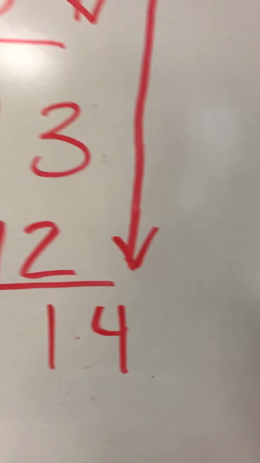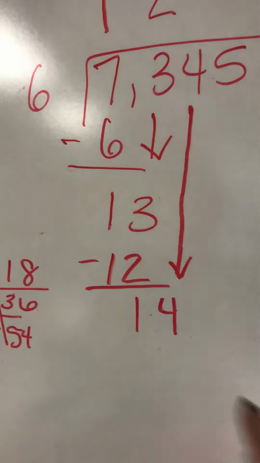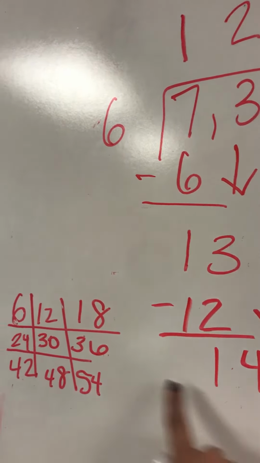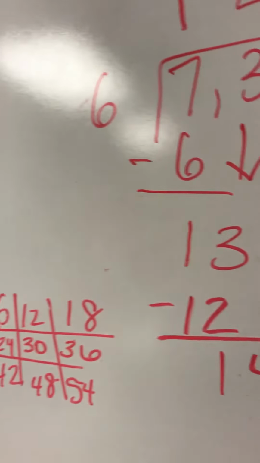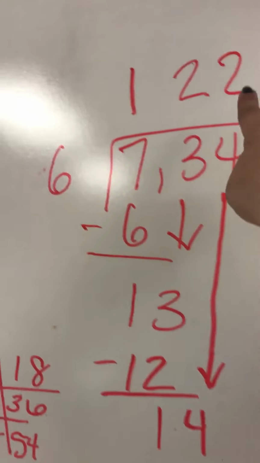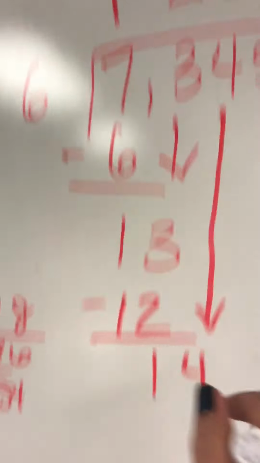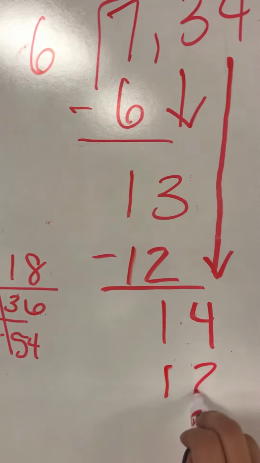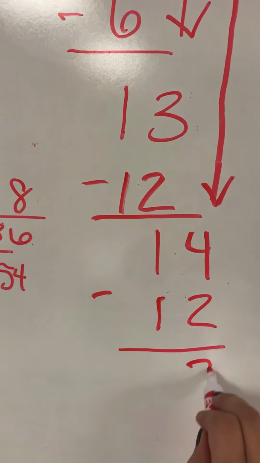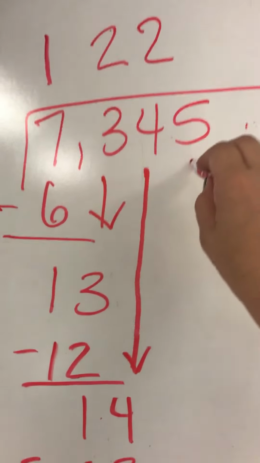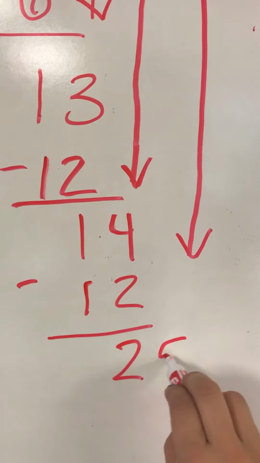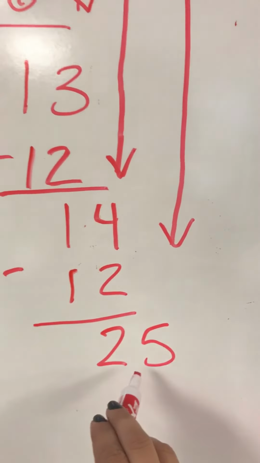So we're going to take this new number 14 and divide it by 6. Well, 6 can go into 14 two times. 1, 2 without going over. So we put our 2 up there. Then we multiply that 2 times 6. That gives us 12. We subtract 14 and 12, which gives us a difference of 2. And then we have a 5 over here to bring down. And we have now made the number 25.